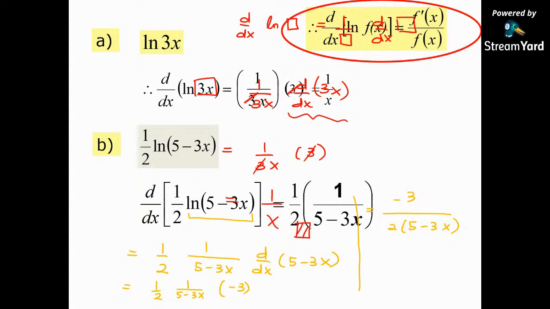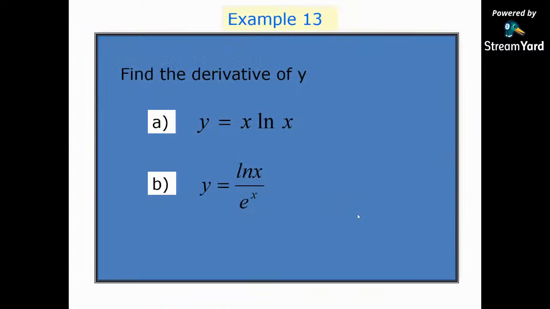Okay, next. Find the derivative of y. Y equals x ln x, and y equals ln x over e to the x. Over here we have a product, x times ln x. One of them will become u, one will become v, and we are going to use the product rule. For this one, we actually have a quotient. This one will become u, this one will become v, so we are going to use the quotient rule.